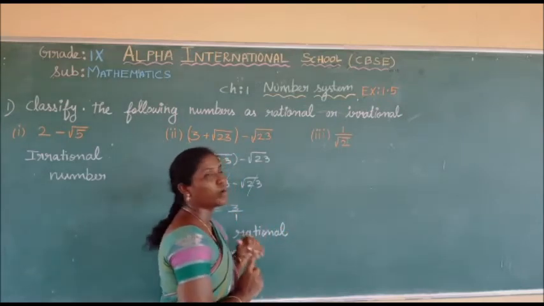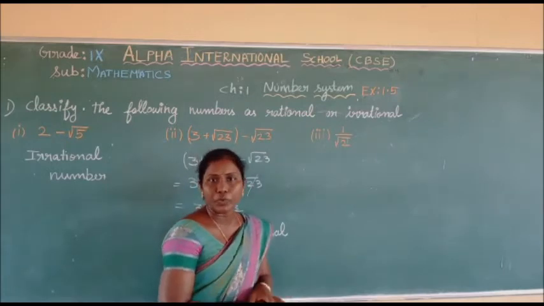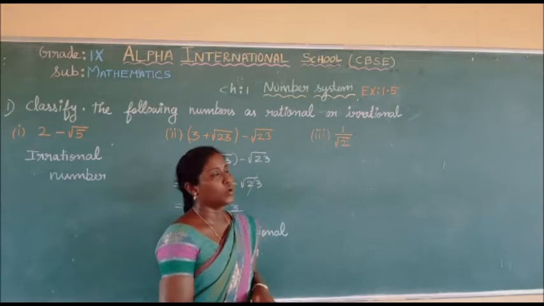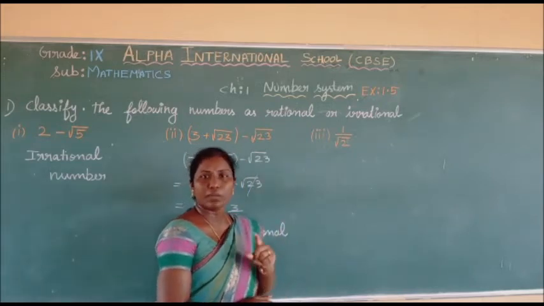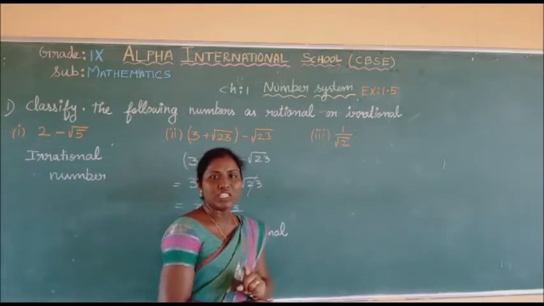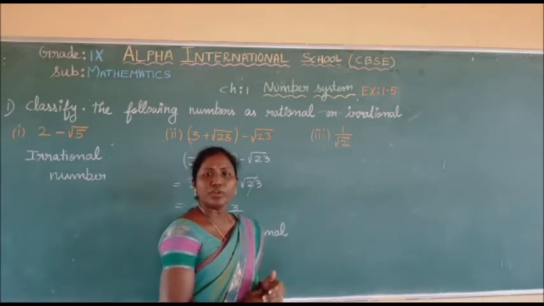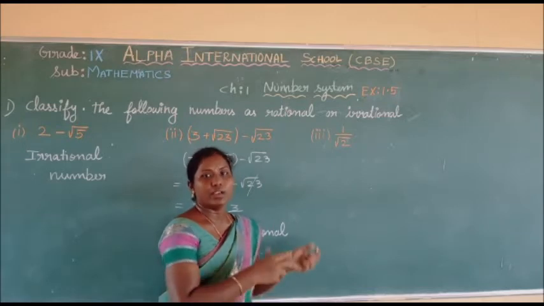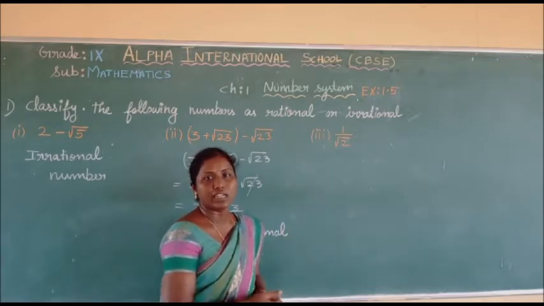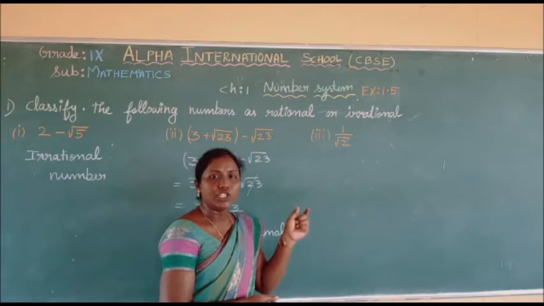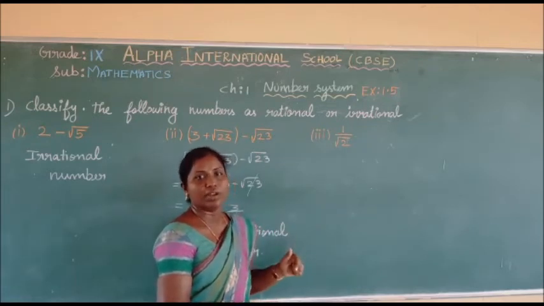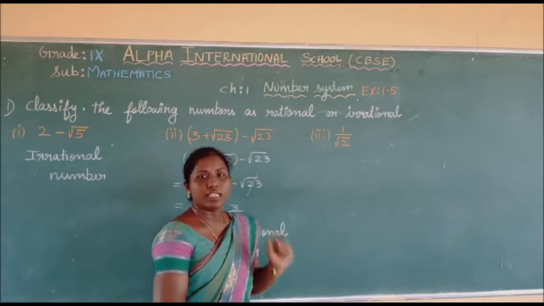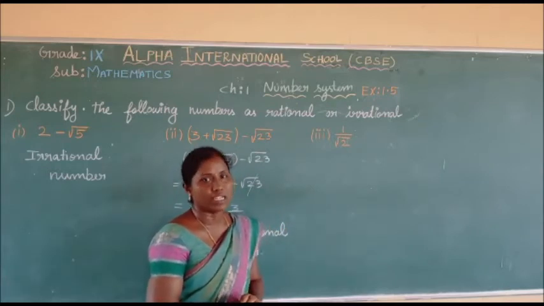But here what is the denominator? Square root of 2. Square root of 2 is not an integer, isn't it? In the numerator we have the number 1. 1 is a rational number. Square root of 2, 2 is a prime number, and square root of 2 comes under the irrational numbers. We are dividing a rational number by an irrational number. Whenever you divide a rational number by an irrational number, the result is also an irrational number.